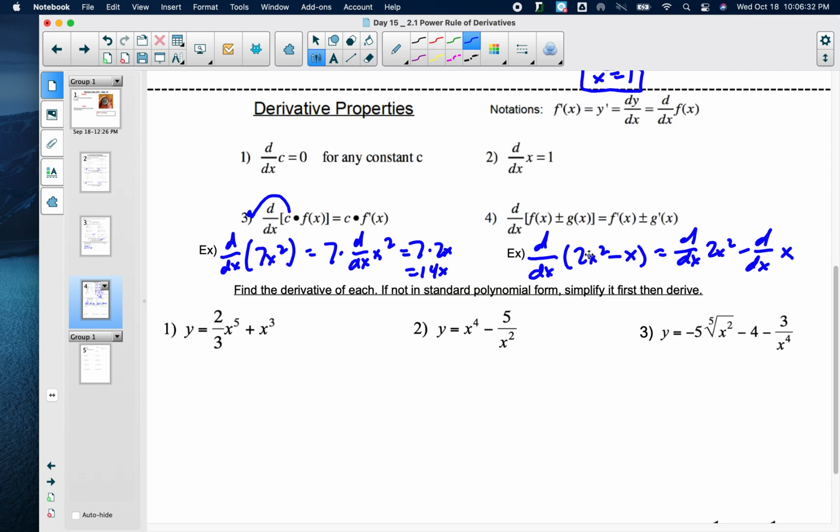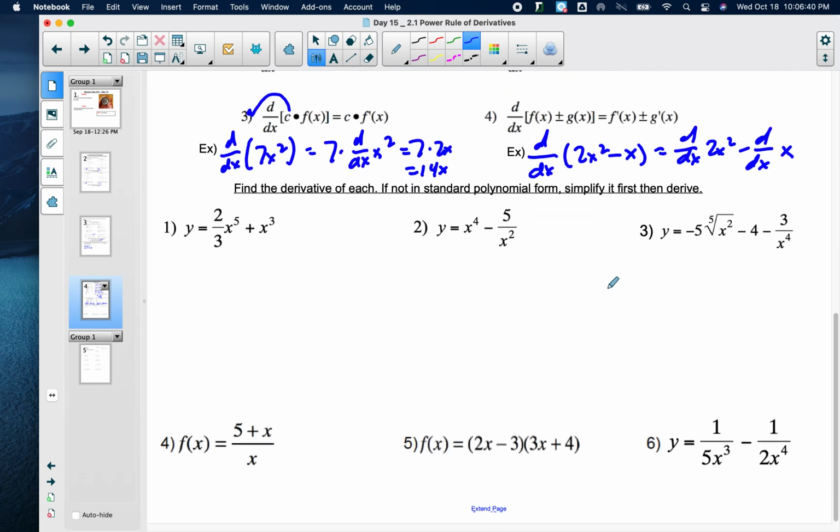Okay, so if there's more than one term added or subtracted, I can just split it up and find the derivatives separately. Okay. So looking at these, let's see if we get the gist. Okay. So find the derivative of each. If not in standard form, polynomial form, simplify it first, then derive.